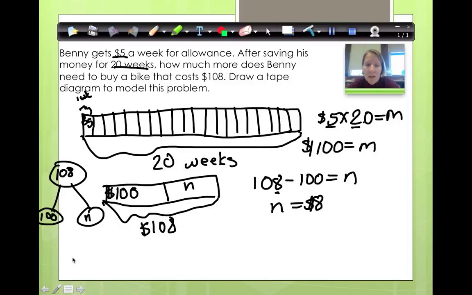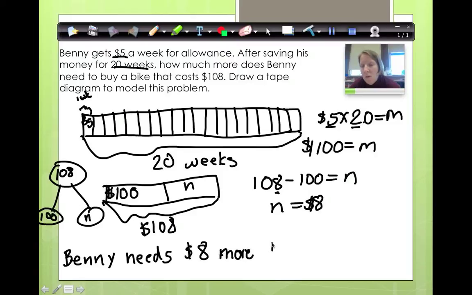So, how much more does Benny need to buy a bike? So let's write our statement. Benny needs $8 more to buy his bike. Please spell buy correctly. All right. You got your period and your capital, so it's a true sentence. Good. One more problem, and then we're done.